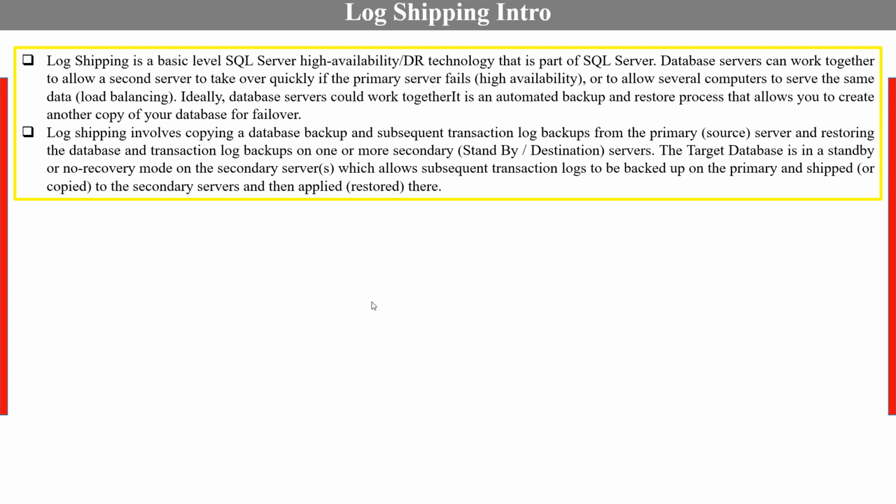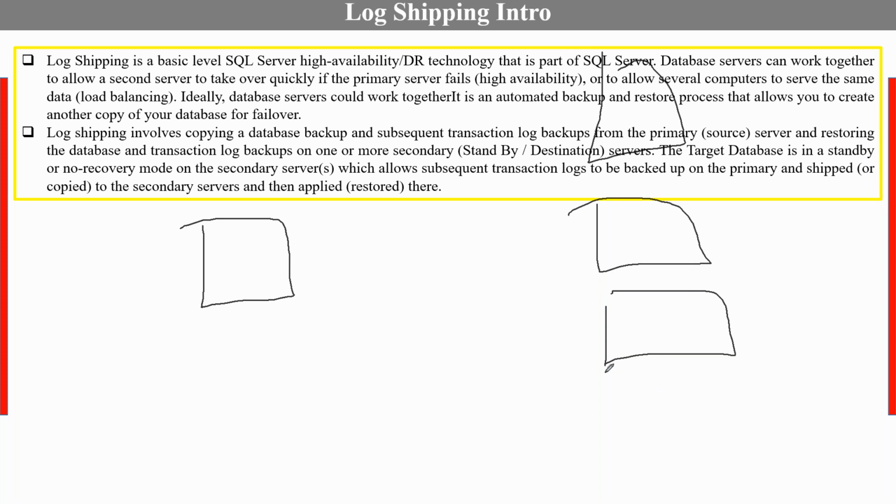You don't have to go through all these definitions. What is log shipping, sir? Shipping the transaction log backups from the primary server, primary database, to n number of secondary servers, n number of secondary databases. That's it, sir. Because log shipping supports n number of secondaries, you can keep n number of databases, sir. It is database level, sir.